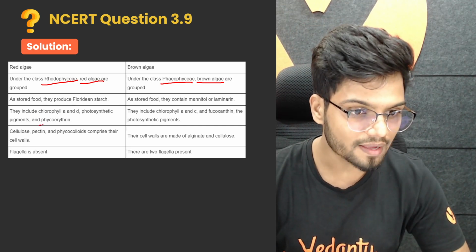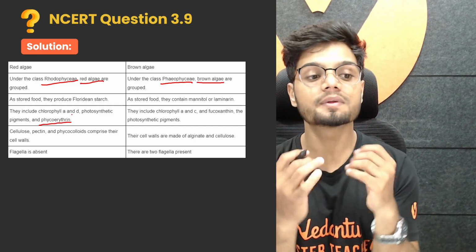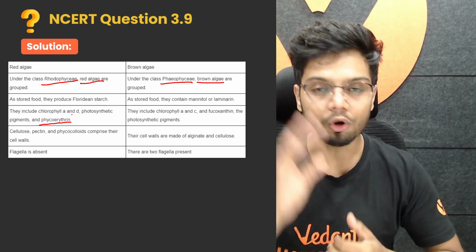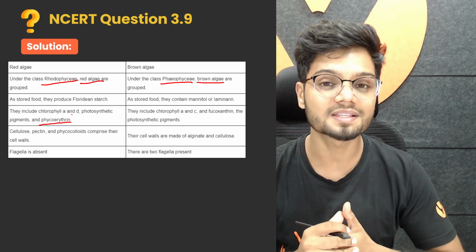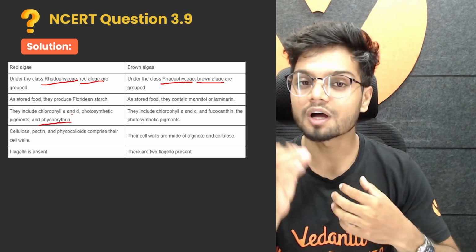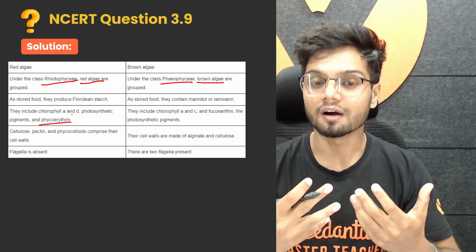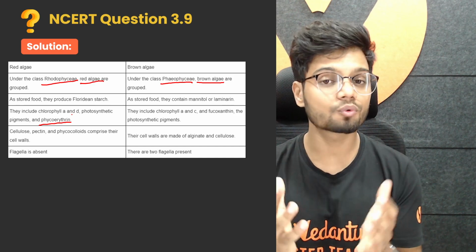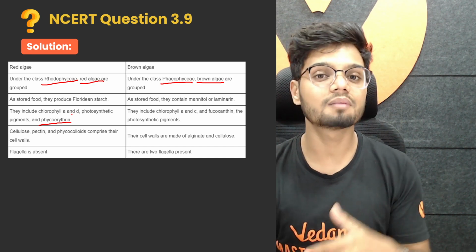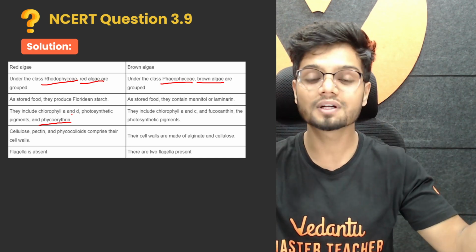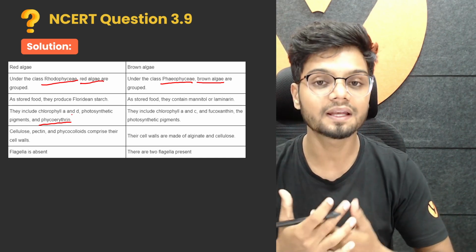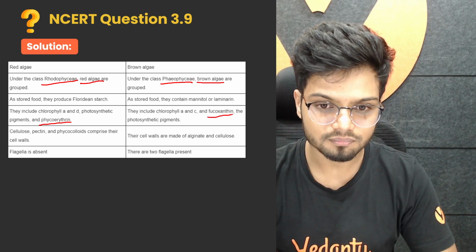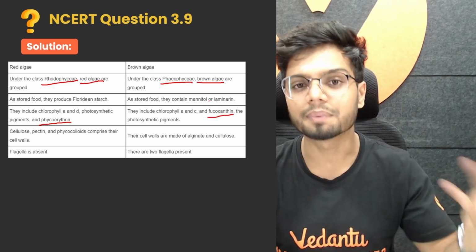The red pigment present in your red algae is phycoerythrin. It is the pigment which imparts the red color to the red algae, and the brown pigment present in the Phaeophyceae is fucoxanthin. The concentration of fucoxanthin may vary. Depending upon the concentration of fucoxanthin, the brown algae can become all the way from olive green to different shades of brown.